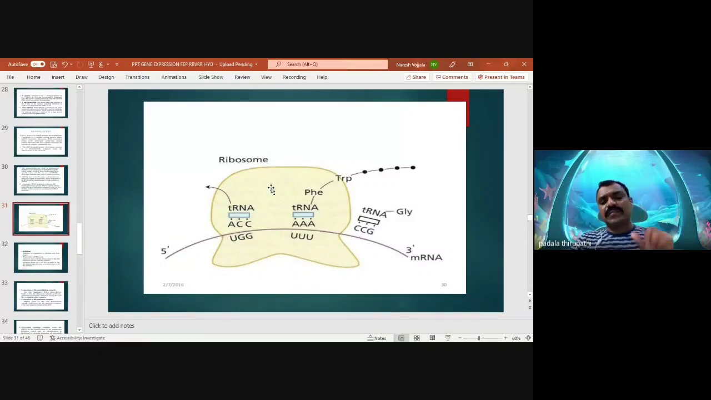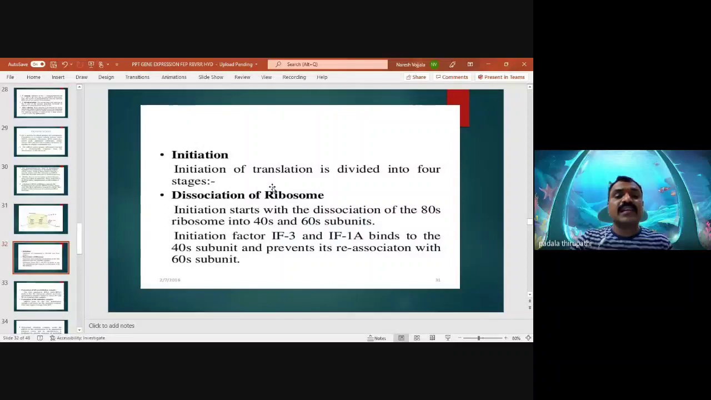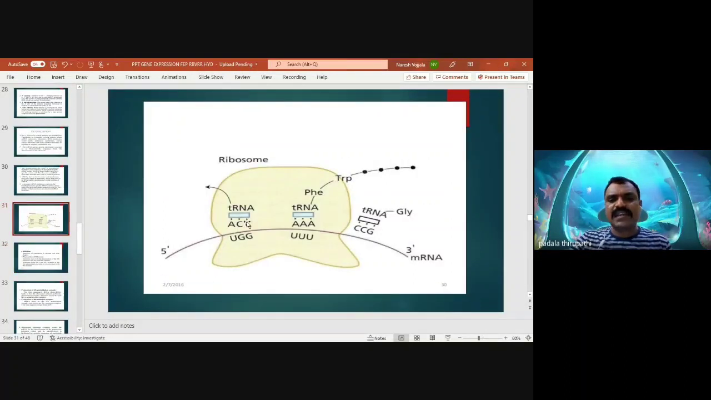Each ribosome consists of two subunits. One is the larger one, and the other is the smaller subunit. In prokaryotes, the larger subunit is 50S and the smaller subunit is 30S. But here we are going to discuss the eukaryotic cell, where the larger subunit is the 60S subunit and the smaller subunit is the 40S subunit. Am I clear?